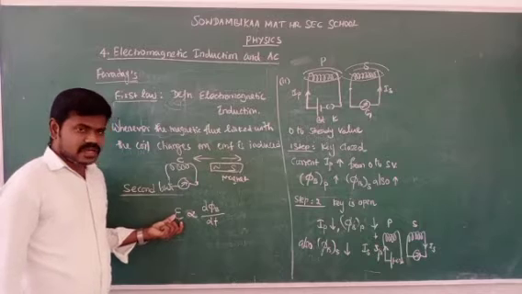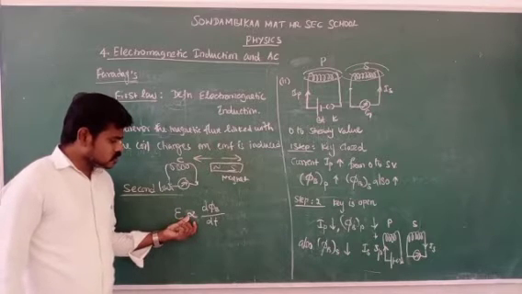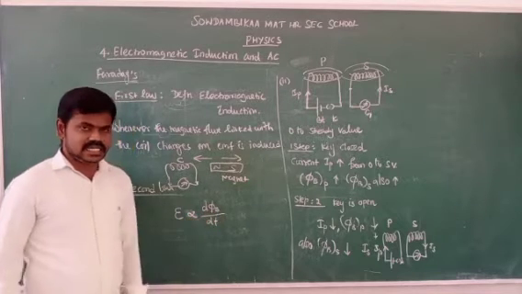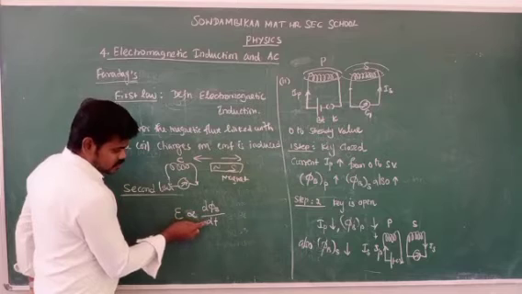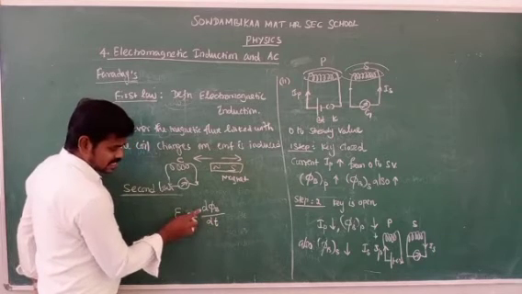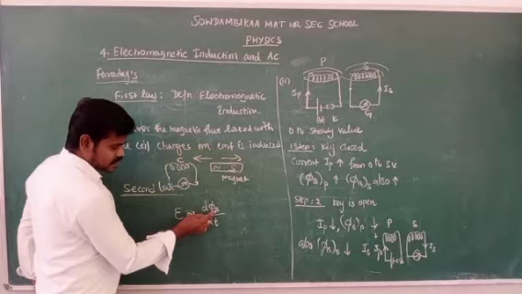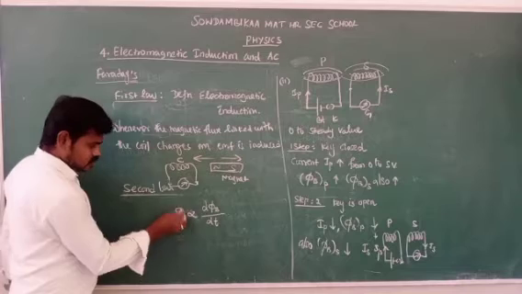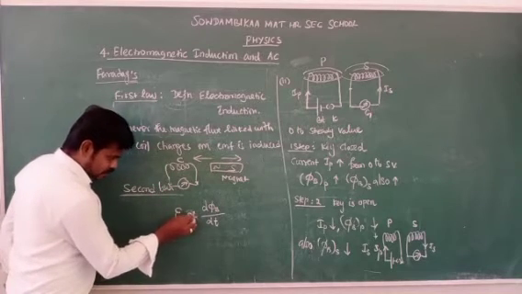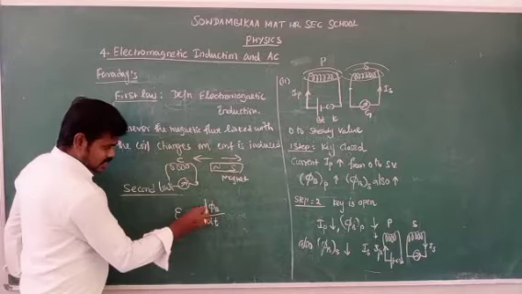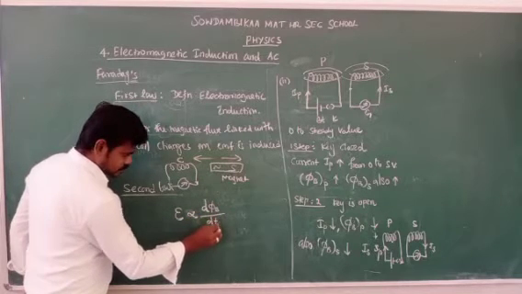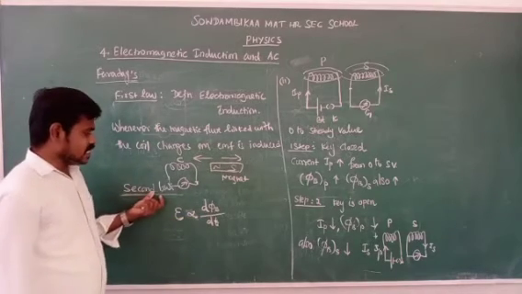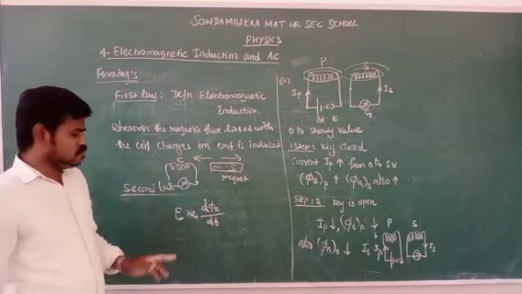The magnitude of induced EMF is directly proportional to the time rate of change of magnetic flux in the coil. The induced EMF in a closed circuit is directly proportional to the rate of change of magnetic flux linked with the coil. Now the second law gives the magnitude of induced EMF produced in the circuit.